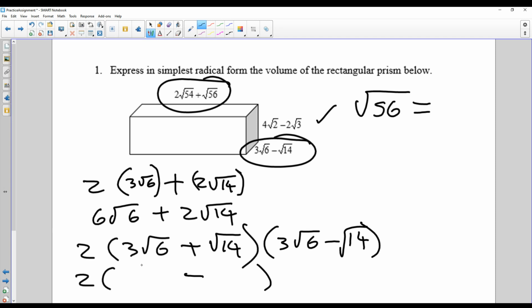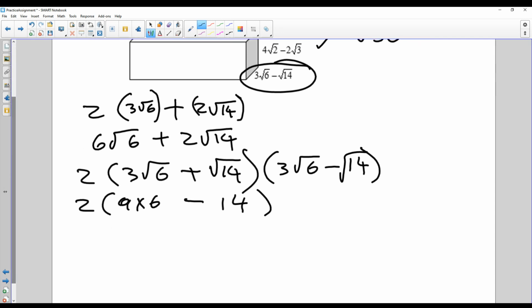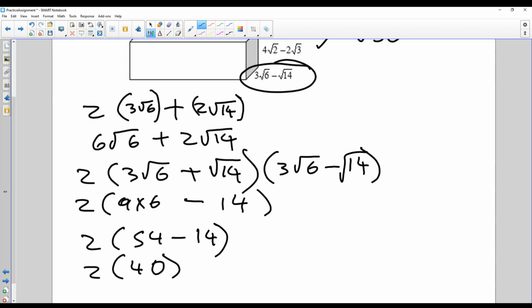What is this first term squared? Let's square 3 root 6. What is that? When you square that, yes, 9 times 6. And when I square the root of 14, what do I get, folks? Yes, 14. So for this, I'm going to get 9 times 6, which is 54, minus 14. So this is going to be, I think that's 40, right?